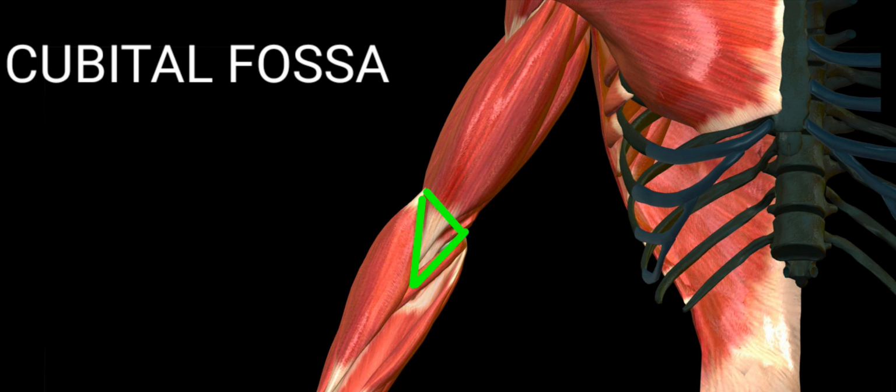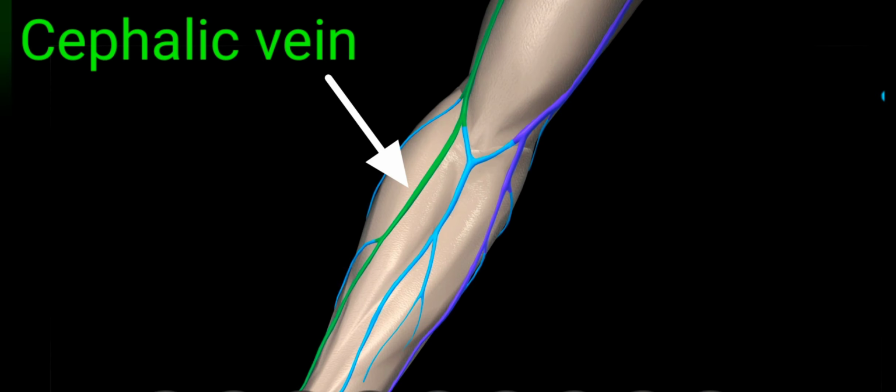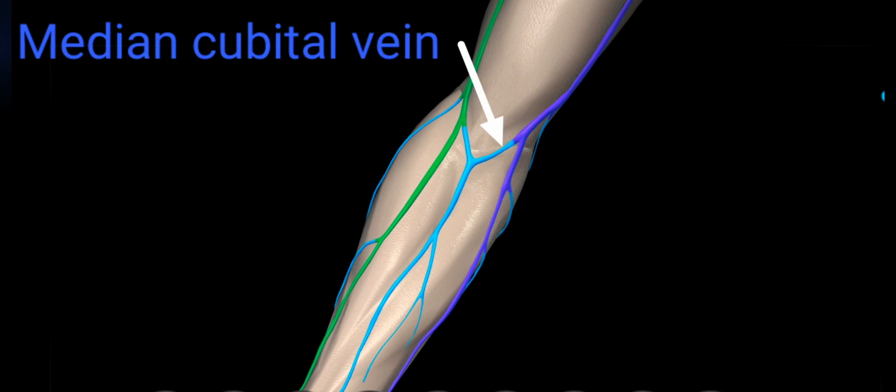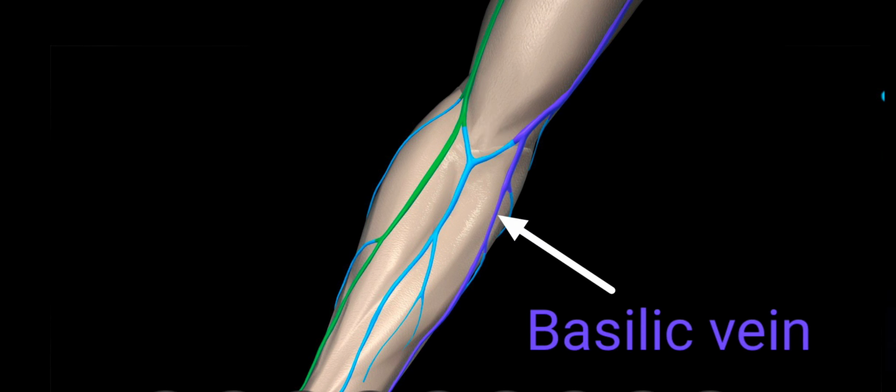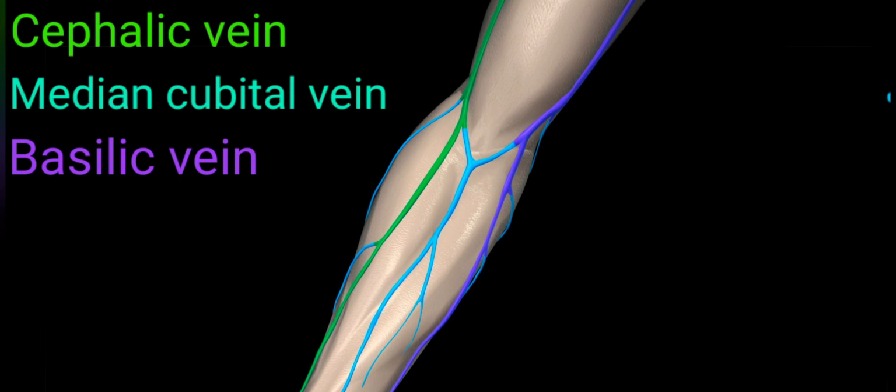It is formed by the skin, superficial fascia containing some veins and nerves. The veins present in superficial fascia are, as you can see in the figure, the green color one is the cephalic vein. Blue color is the median cubital vein and the purple one is the basilic vein. Hence, the veins are median cubital vein, cephalic and basilic vein.